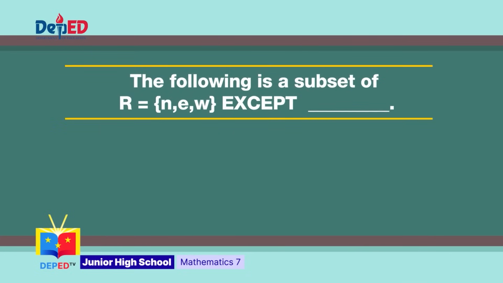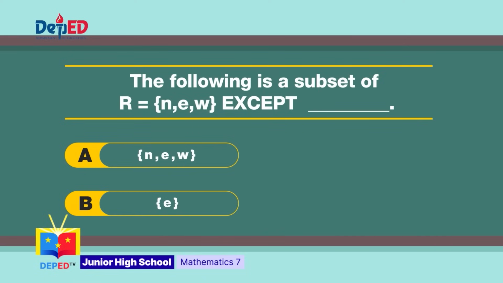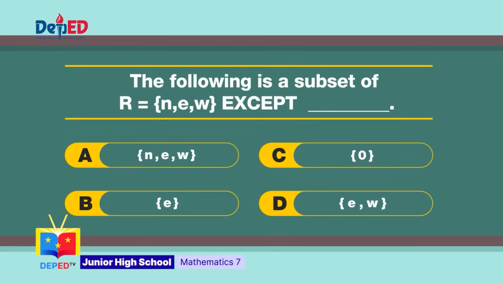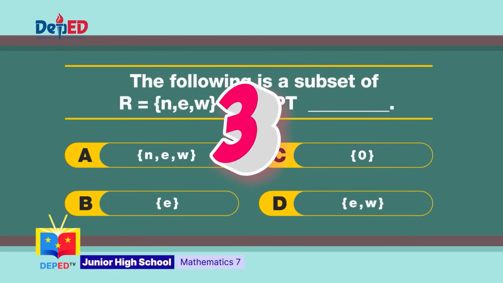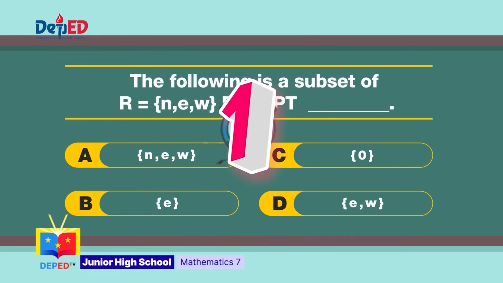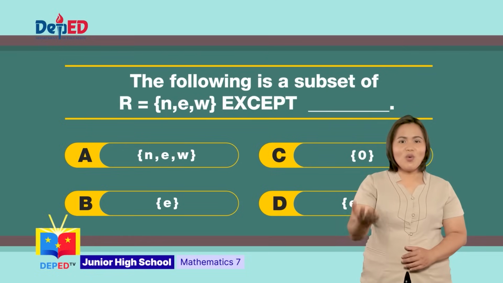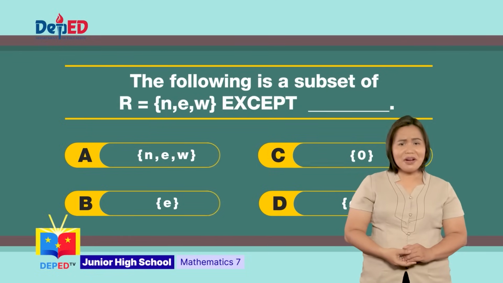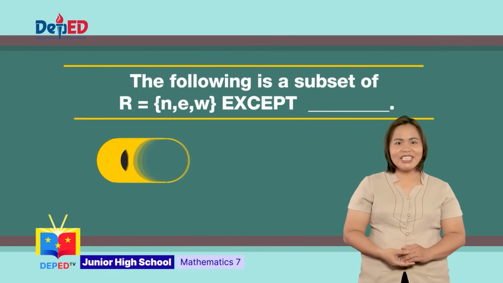Fourth question. The following is a subset of set R which contains the letters N, E, and W except A. A. The set containing N, E, W. B. The set containing E. C. The set containing 0. D. The set containing E and W. Timer! So, what is your answer? Perfect! The correct answer is letter C.